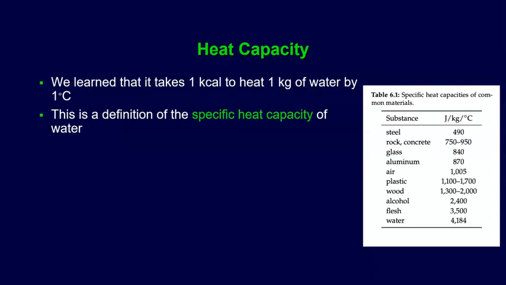Now, sort of talking about this, it's nice to start with just some general terms. And the first general term we're going to talk about is heat capacity. And we've already dealt with this, even though we didn't really call it that. But we learned that it takes 1 kilocalorie to heat 1 kilogram of water by 1 degree Celsius. And so this is the definition of what's called the specific heat capacity for the particular material you're describing. And so using this specific heat capacity, we can figure out how much energy it takes to heat a certain mass of whatever object to a certain new temperature.